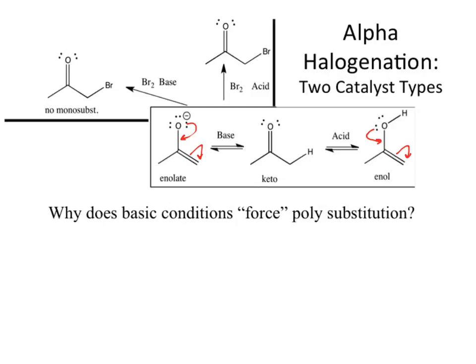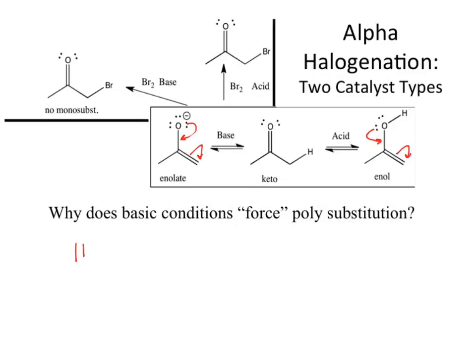One of the big conclusions that comes out of this is that if we run under basic conditions, we force polysubstitution. So if I'm going to try to do this alpha halogenation, if I'm under basic conditions, I have no choice but to continue to put halogens instead of hydrogens at that alpha carbon. It will not stop. However, under acidic conditions, I can do it once. It's a neat little change. So why, under basic conditions, is it forced to continue to polysubstitute?